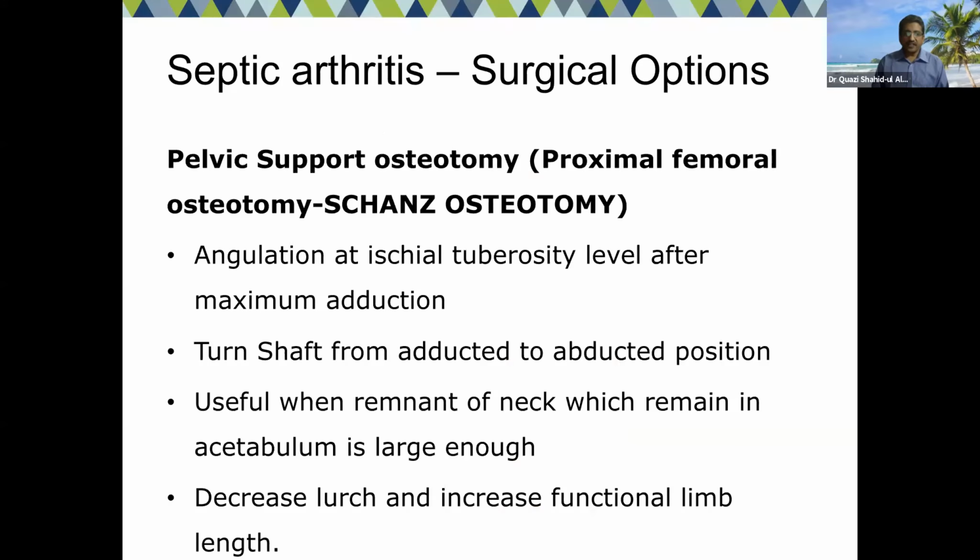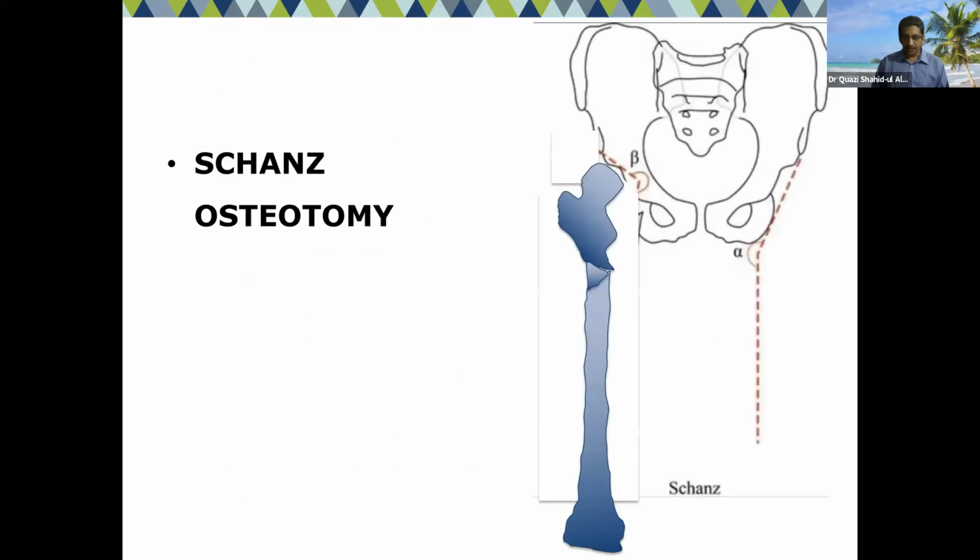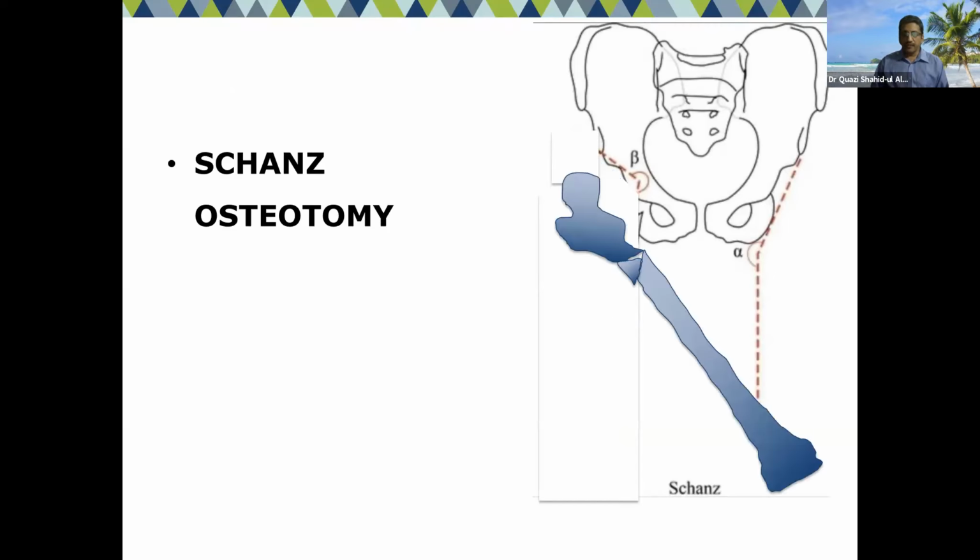Another very important surgical option is pelvic support osteotomy, which is required for Choi type class 4 and some part of class 3 also. It is actually a proximal femoral osteotomy, also known as Chiari osteotomy. Here, we make an angulation at the ischial tuberosity level after maximum adduction. So suppose this is a diseased septic hip and we want to do the osteotomy. First, we adduct the whole limb maximally, just like this, so that the remnant of the neck or the lesser trochanter, whichever is available, will come in close contact with the acetabulum.